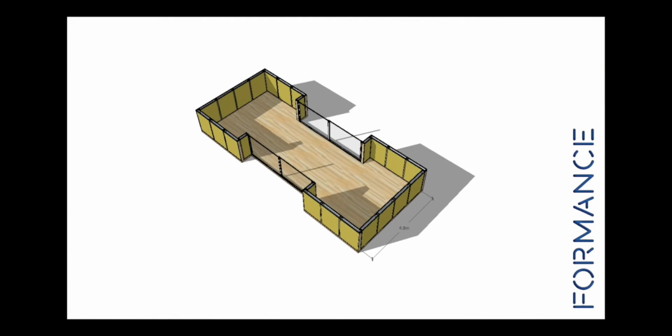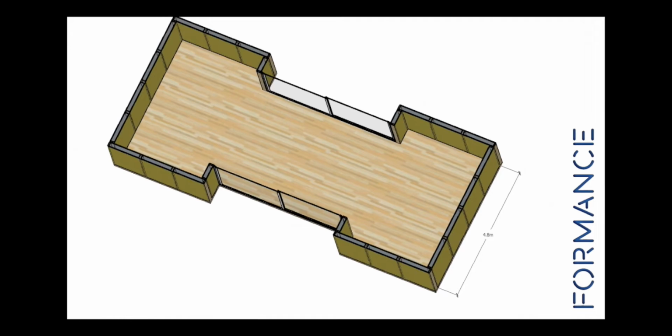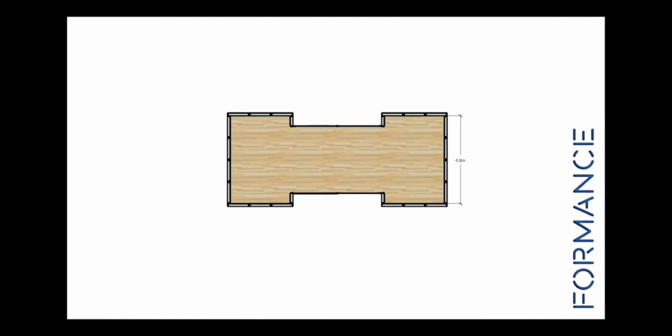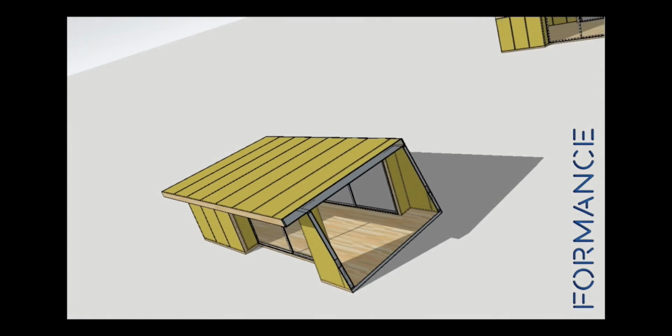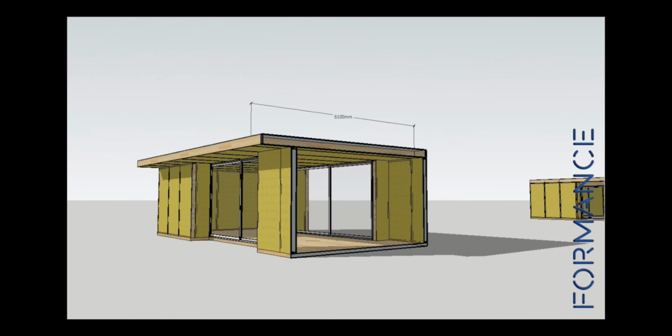So the shorter direction is actually 4.8 meters, and that's where we decide to span the roof panels, trying to determine what thickness we actually need. So the largest panels we do is 6.1 meter long, and we can use the extent of the panel to form the overhang.